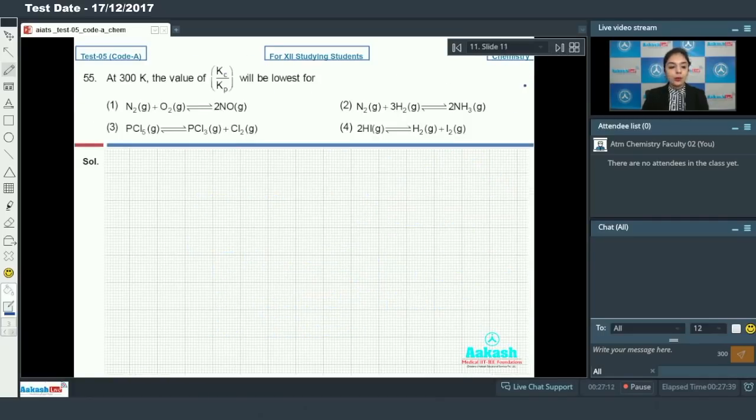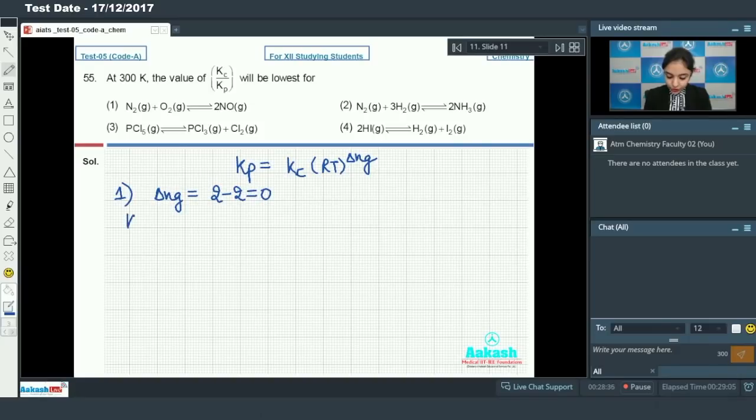So moving on to the next one now, you have question number 55, which says that at 300 Kelvin, the value of Kc by Kp will be lowest for. First of all, what is the relation between Kp and Kc? It is Kp equal to Kc (RT)^Δng, where Δng is the difference in number of moles of gaseous products and gaseous reactants. So for the first reaction, you can see here Δng will be equal to 2 minus 2. So it is equal to 0.